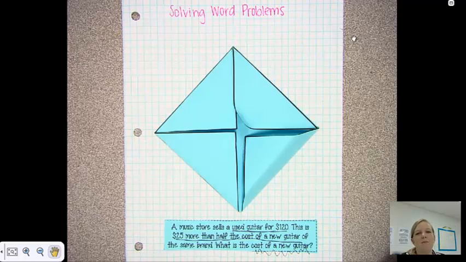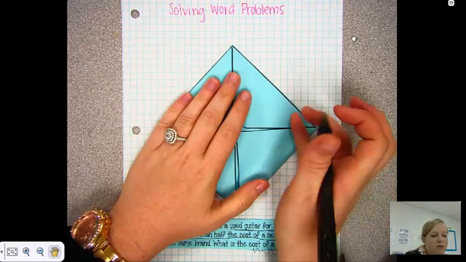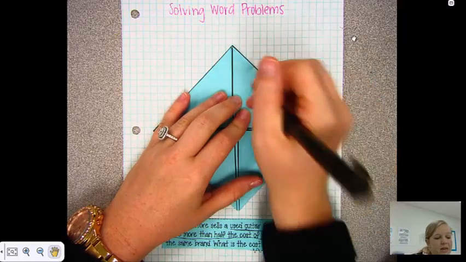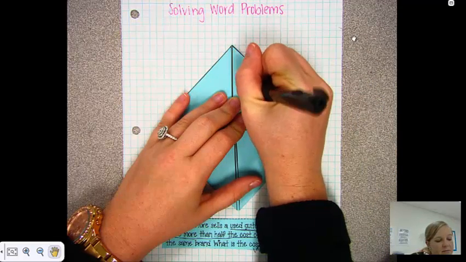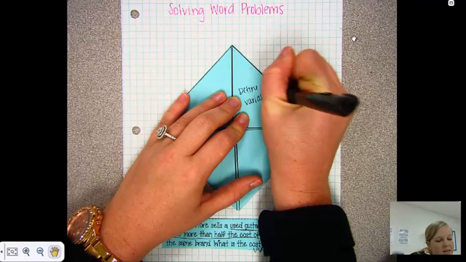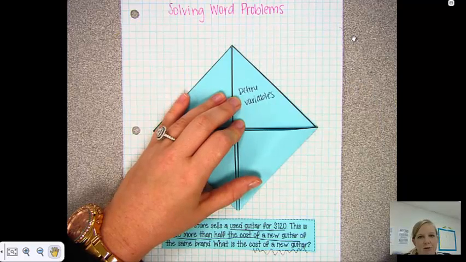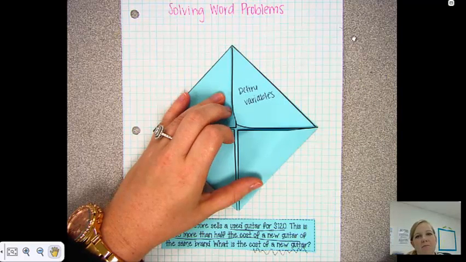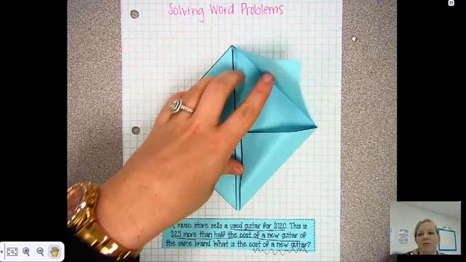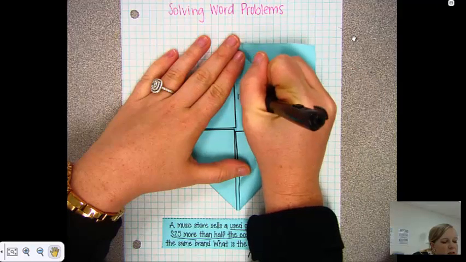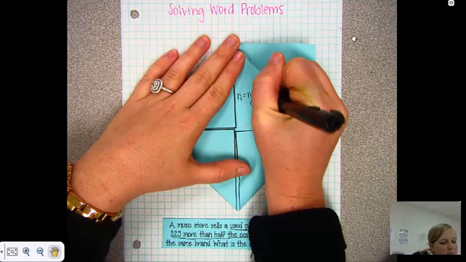Okay, so look up at the top of your foldable. We're going to start in the top right hand corner. Step 1 to solving a word problem is define your variables. It's pretty easy now because there's only one variable, but what I would want you to do is use a letter that makes sense to you. Don't call a new guitar X if you're not going to remember what X is. So for new guitar, since it's N, I'm going to say N equals a new guitar.